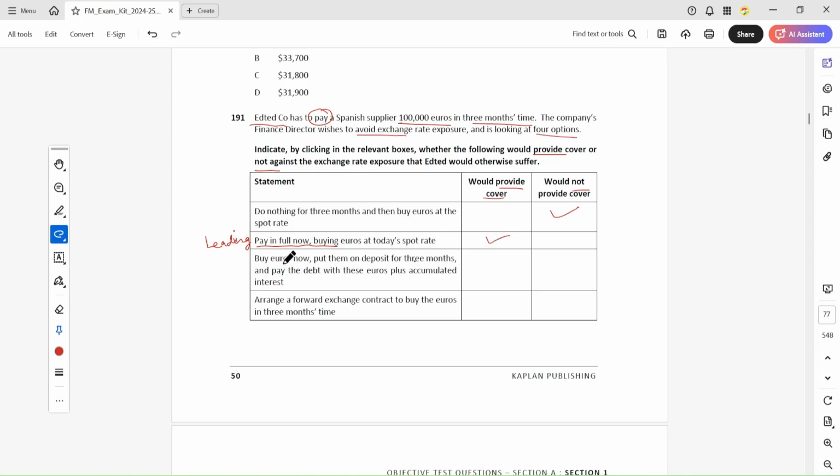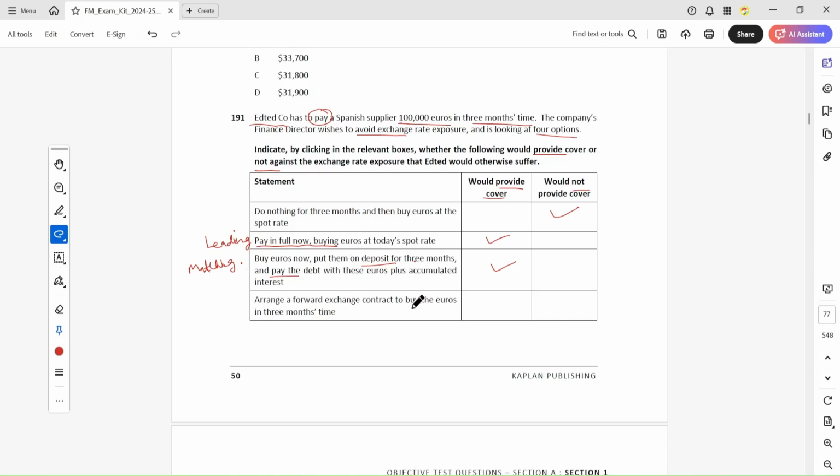Okay. And buy euro now and put them in a deposit for 3 months, and pay the debt with the euro accumulated. Yes, this is matching, right?